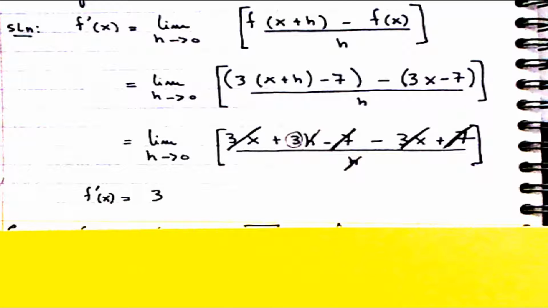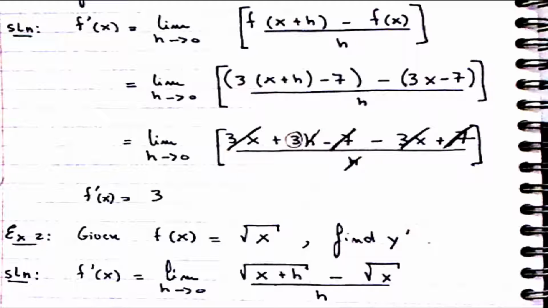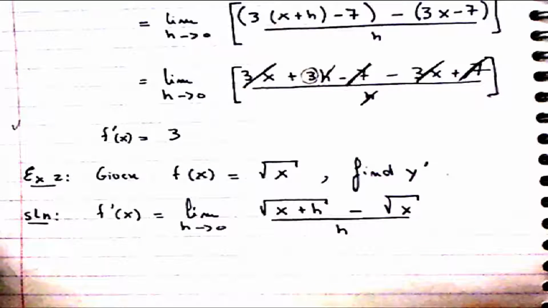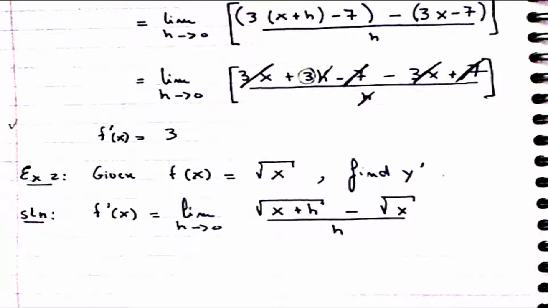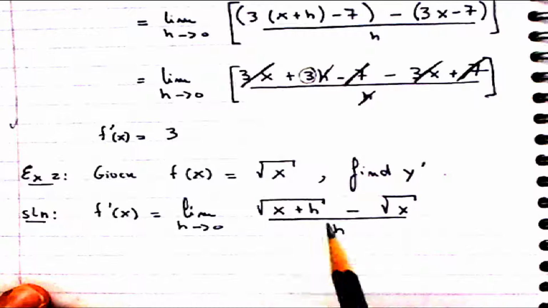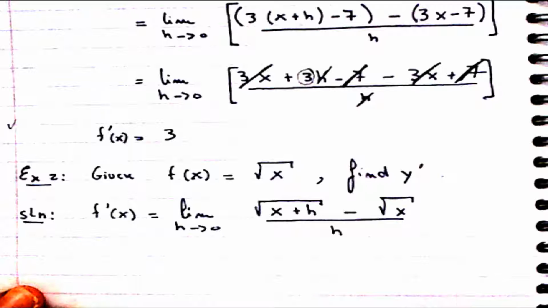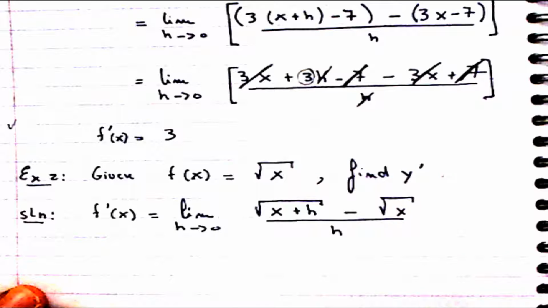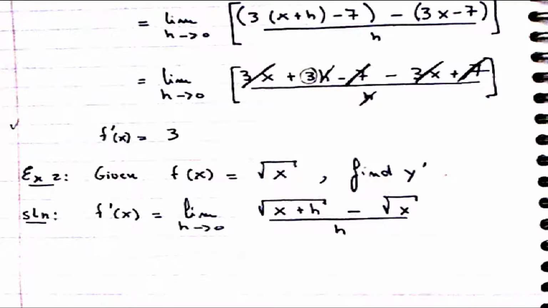Okay, let's do another one. And this one up here is the square root. So example 2: you have f of x, which is the square root of x, but this time you're looking for the derivative of y. I'm going to explain in a couple of seconds what I mean by that.